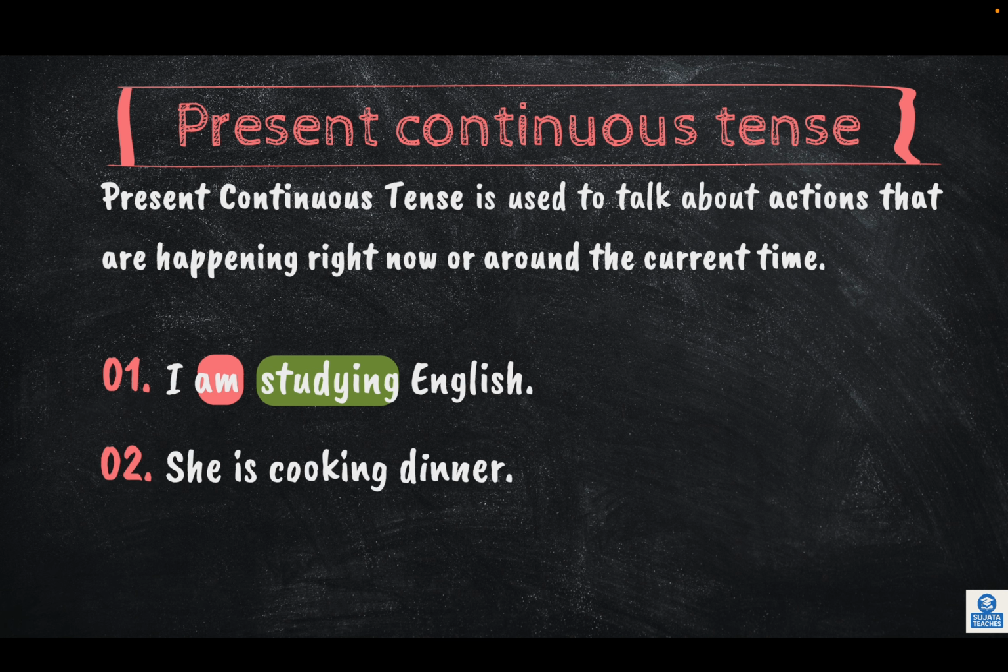Next is she is cooking dinner. Is and cooking. So is cooking tells you that it is currently happening in continuous motion. So it is present continuous tense.